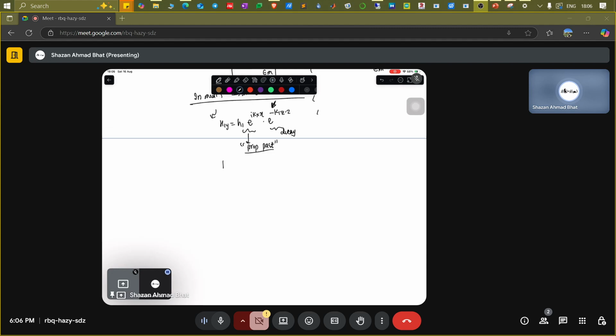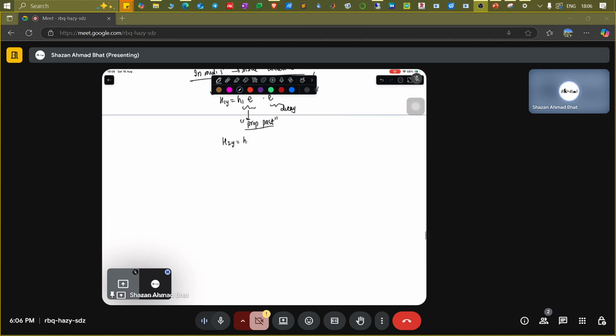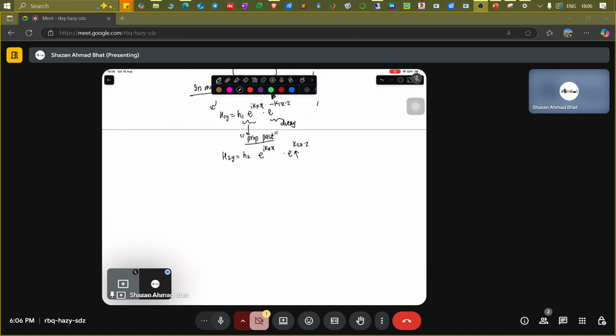Similarly in medium 2 you can write H2Y to be equivalent to H2 e to the power i kx x into e to the power k2z into z. Why is the negative sign not here? Because we are moving in the downward direction. So it's just like an evanescent wave, evanescent decay. That is the same thing as decay, and this is now propagating in the x direction.